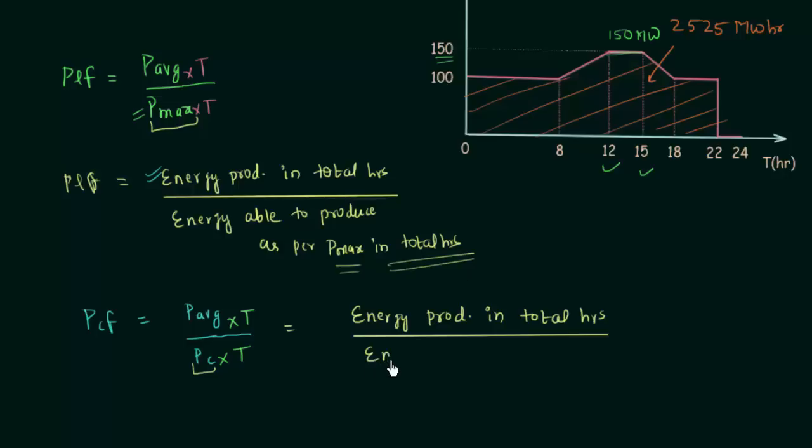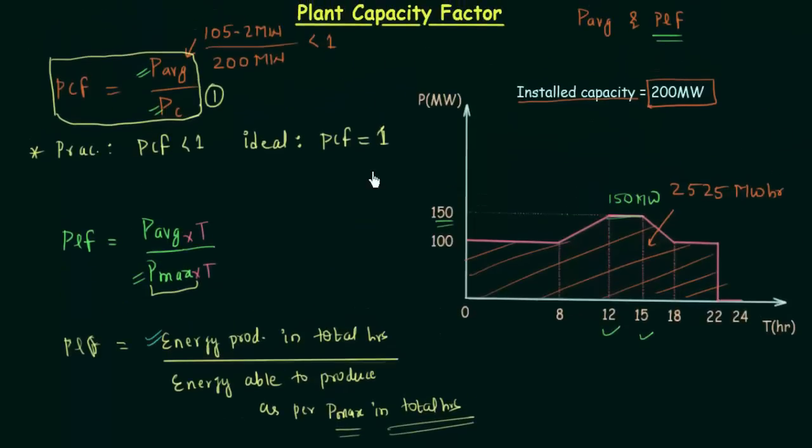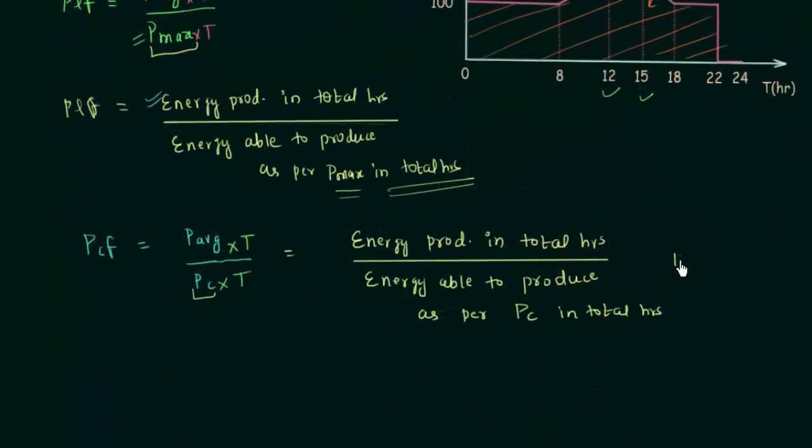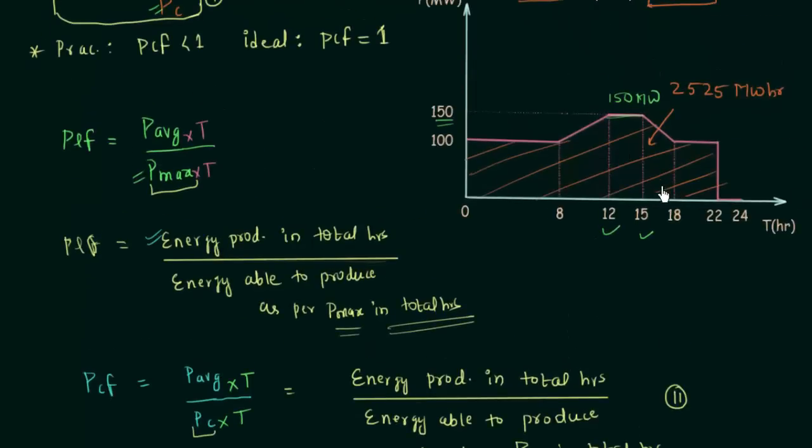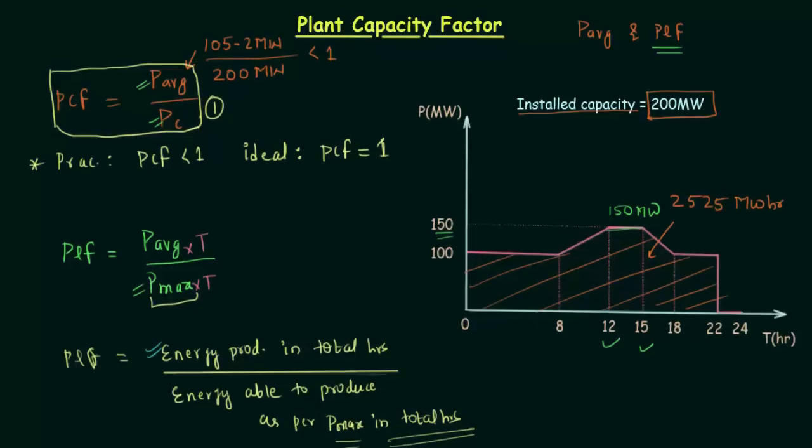So I will write it quickly, energy able to produce. We are not producing this energy, but our power plant is able to produce this energy as per the plant capacity in total hours. This means 24 hours. So this is the second way to find out the plant capacity factor. This was the first way, and we will solve this problem. We will find out plant capacity factor using the first way as well as the second way.